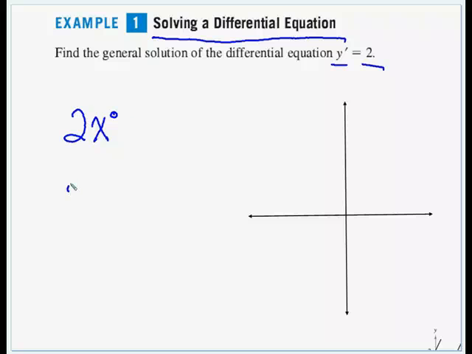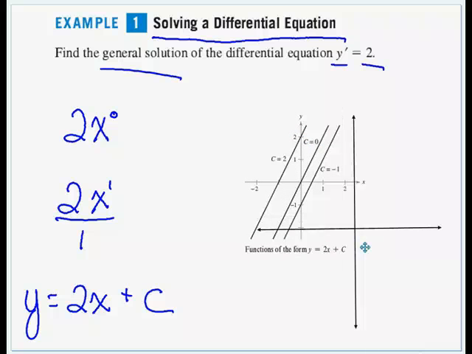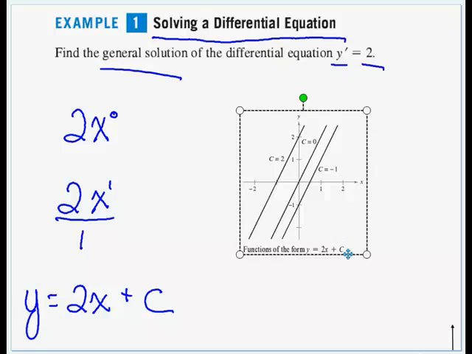Our rule says that we should raise that exponent by 1. It was 0 power, now it's x to the first. And we're going to divide by that new exponent 1. So our function y is going to equal 2x divided by 1, which is 2x. And to make sure it's the general solution, we tack on our arbitrary constant. We add on c. And again, that constant c is just telling us there could be many different graphs that have this derivative.